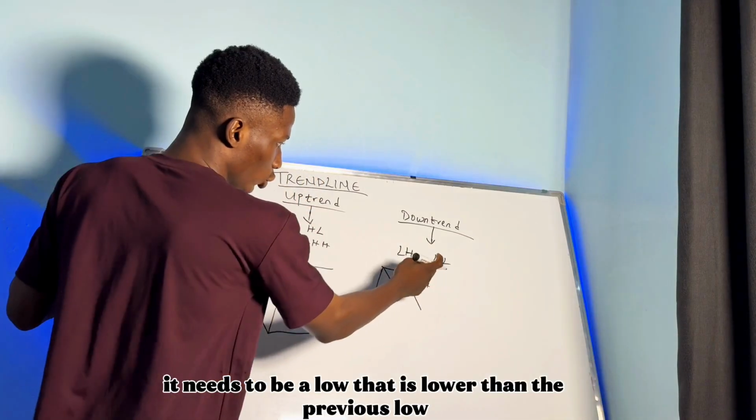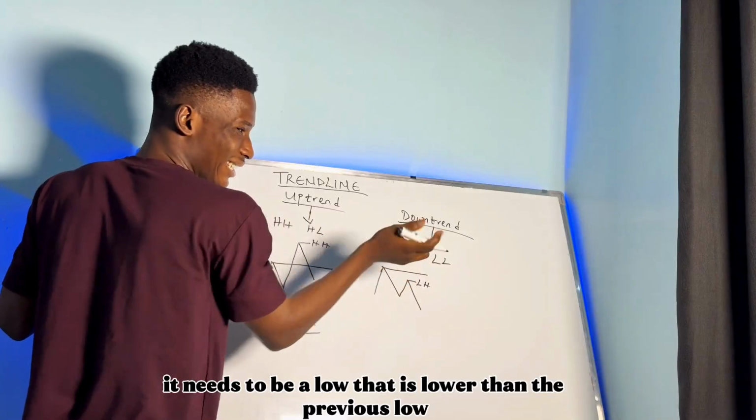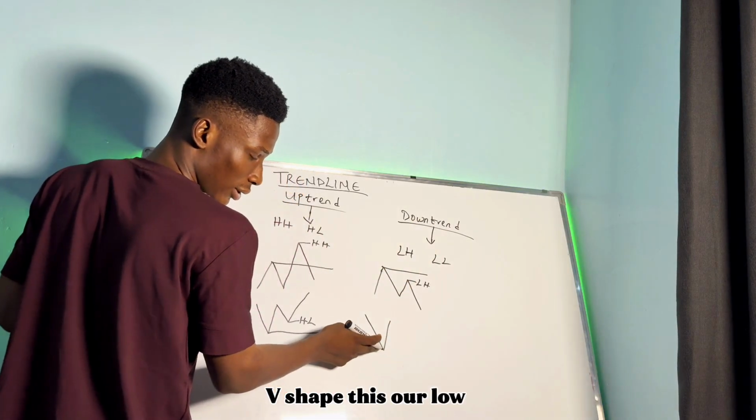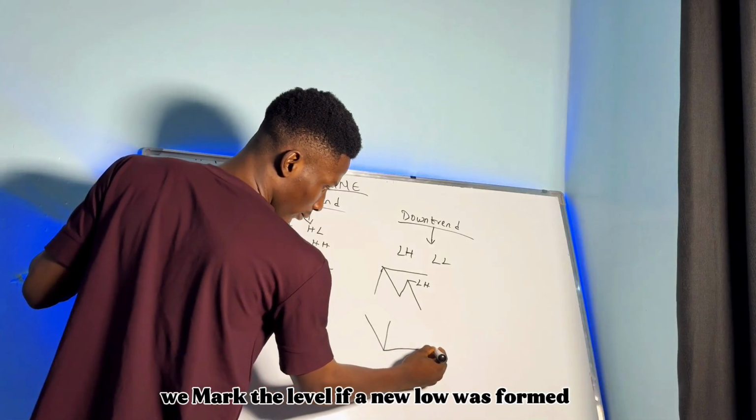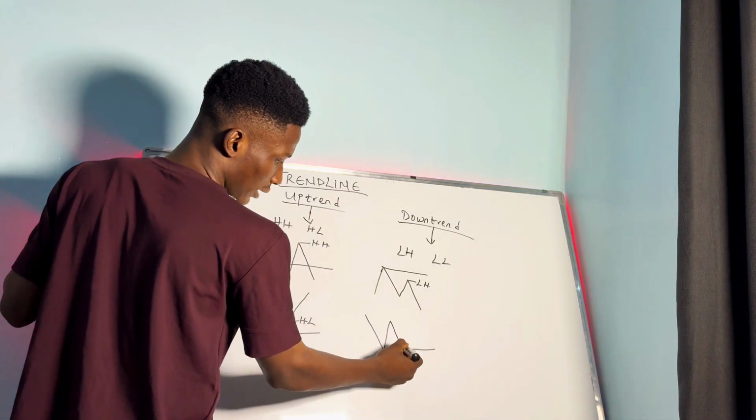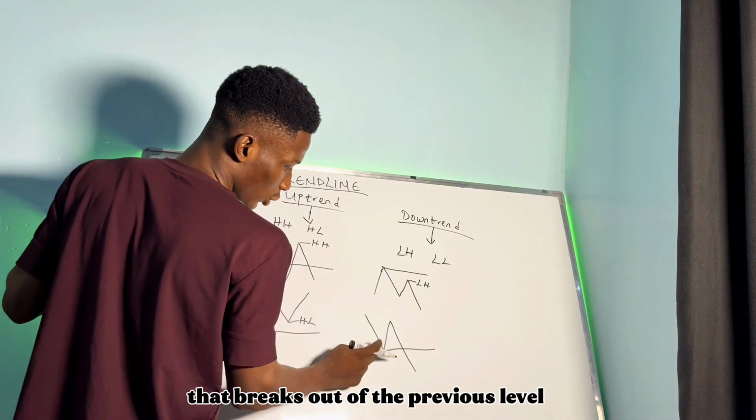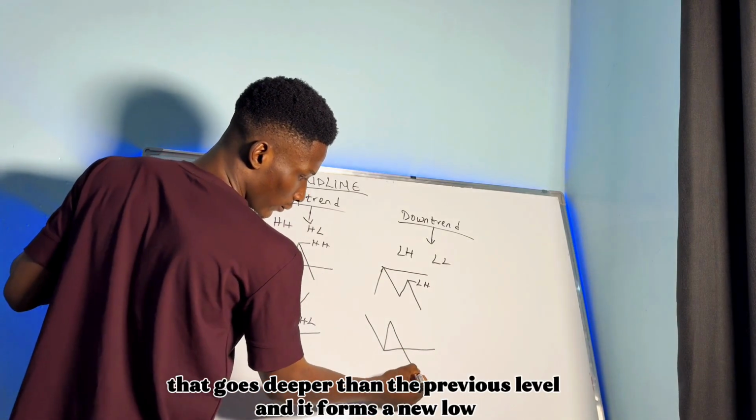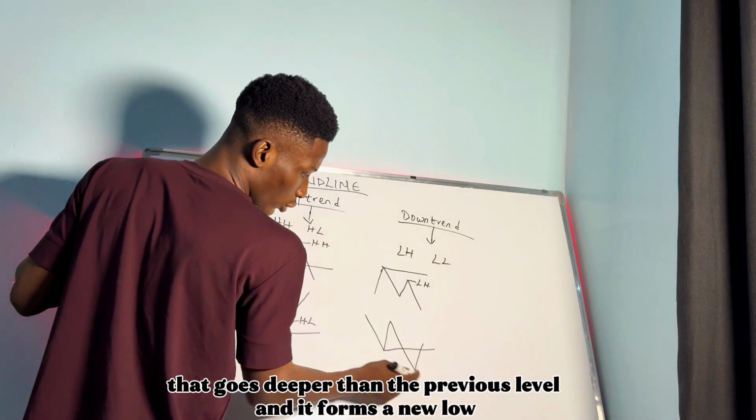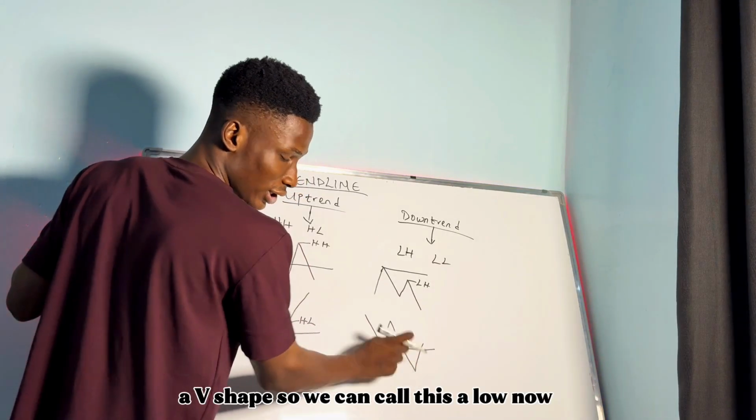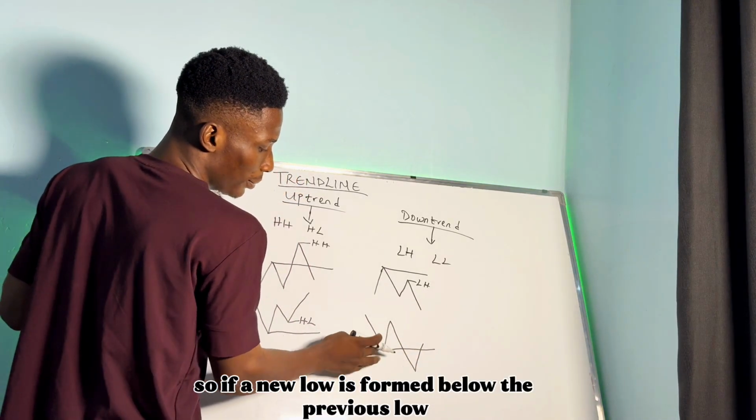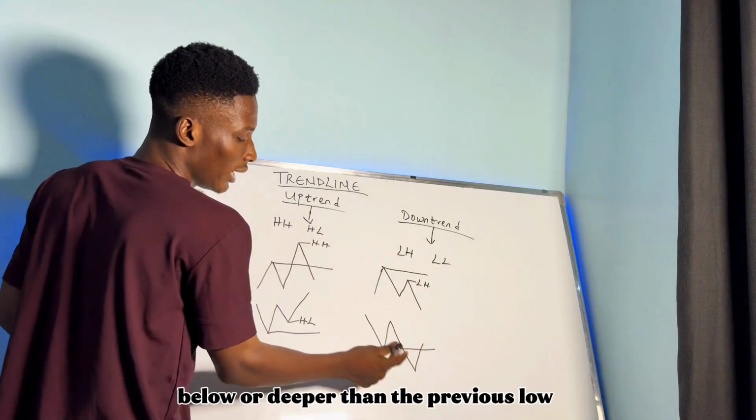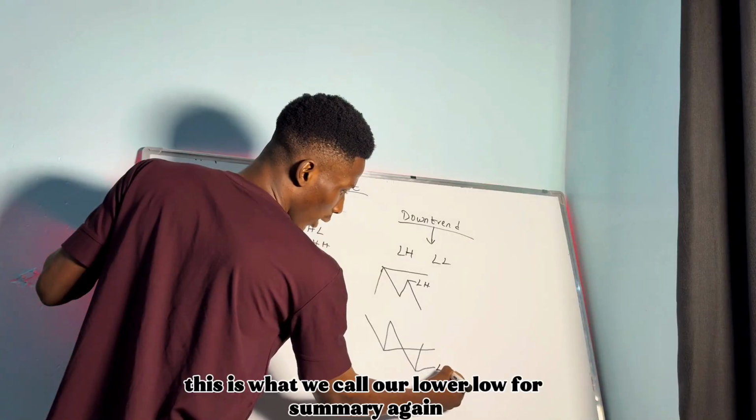For our lower low, it needs to be a low that is lower than the previous low. Let's say a low was formed, V shape, this is our low, we mark the level. If a new low was formed that breaks out of the previous level, that goes deeper than the previous level, and it forms a new low. Like you can see, this is now a V shape, so we can call this a low. So if a new low is formed below or deeper than the previous low, this is what we call our lower low.